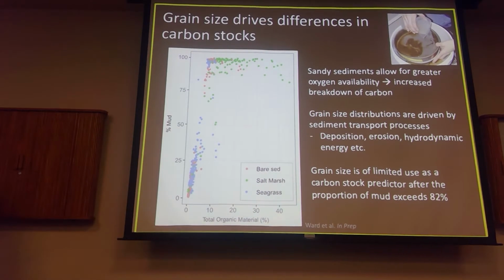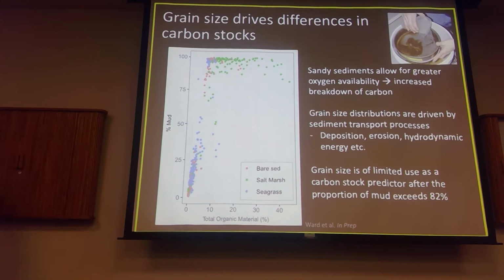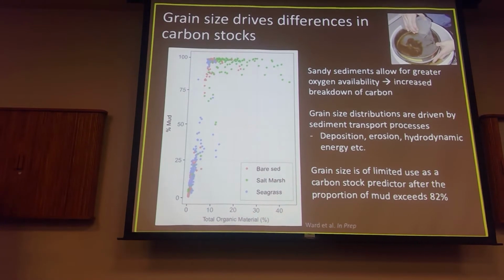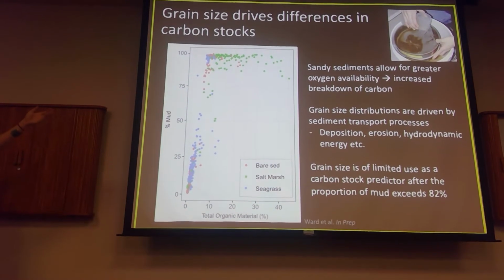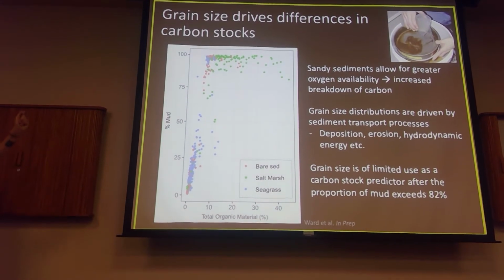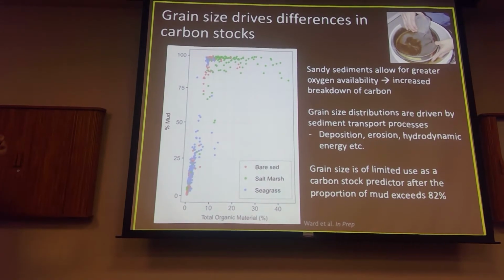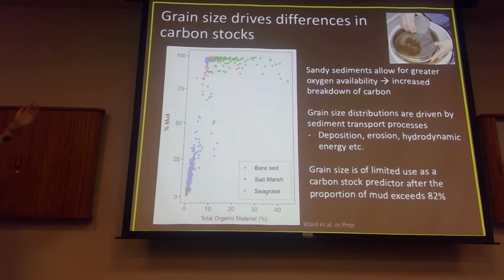There's been some proposal to use grain size to measure in a stock assessment framework, and you could do that, but what these data say is that basically, unless you have sandy sediments, I wouldn't do that. So in this case, once you get to about 82% mud, the relationship falls apart.